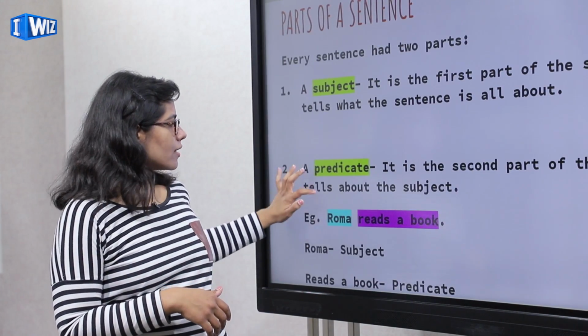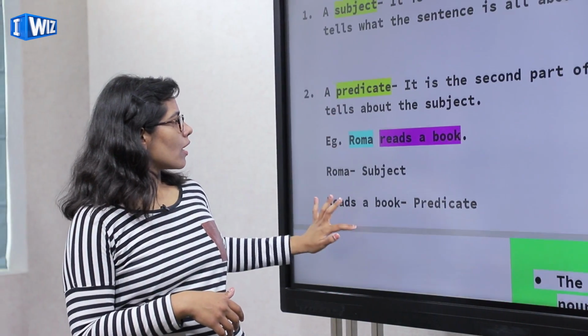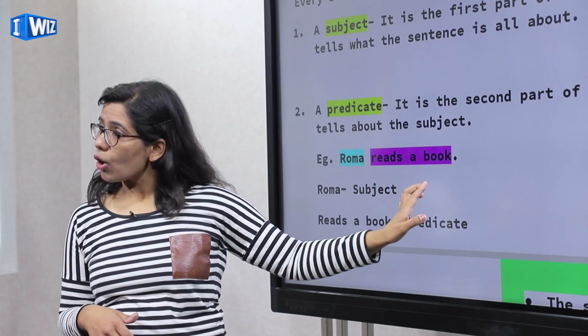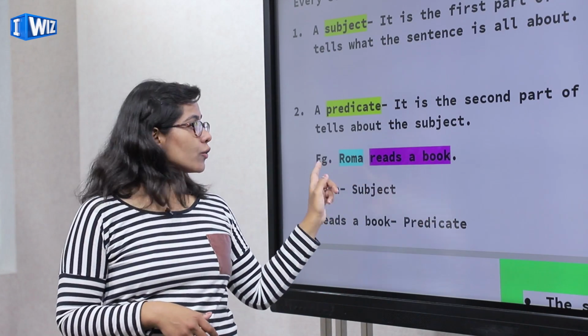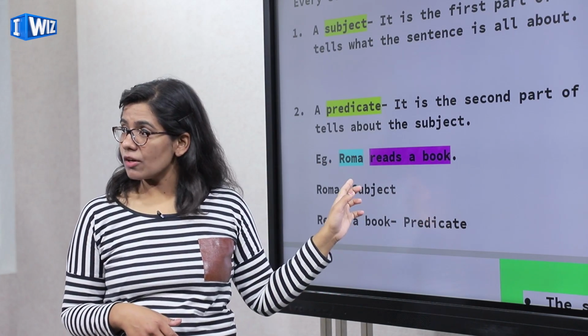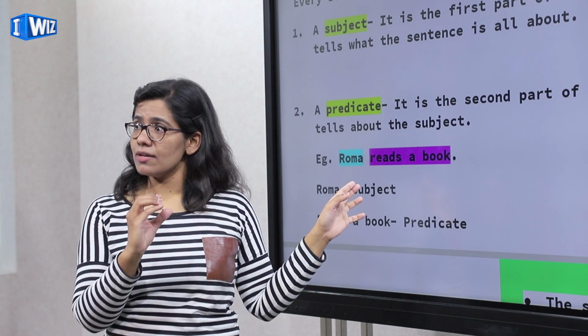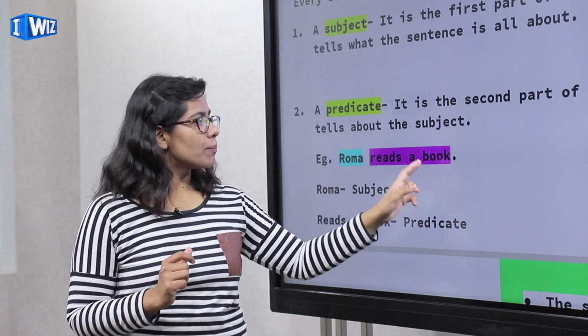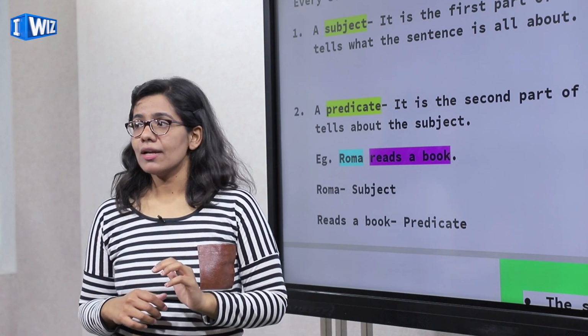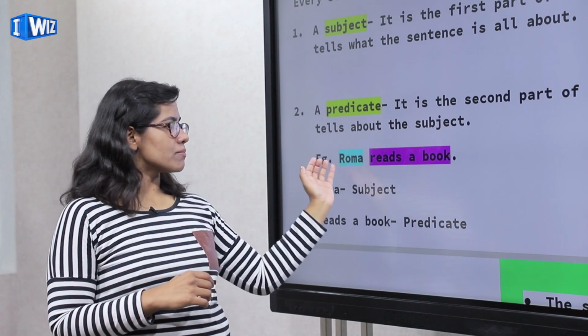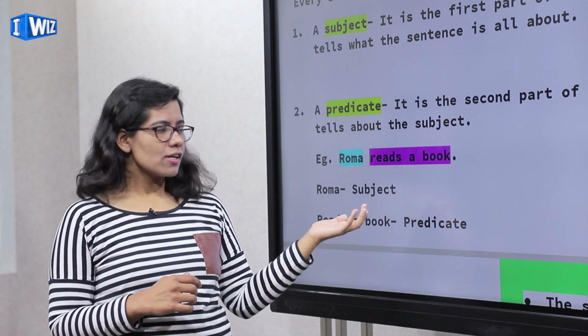In this case, we have an example. Roma reads a book. Here, Roma is your subject, right? It's the main part of the sentence, and reads a book is the predicate, because it is telling you about the subject, which is Roma, all right?